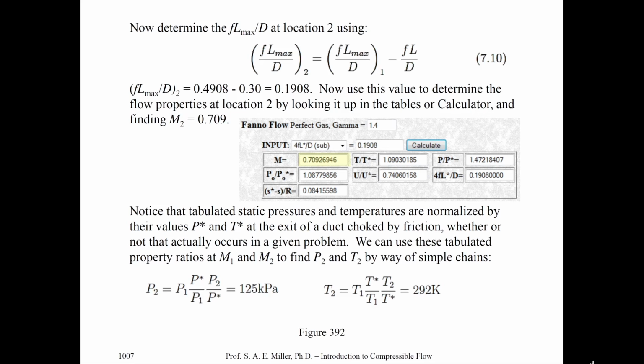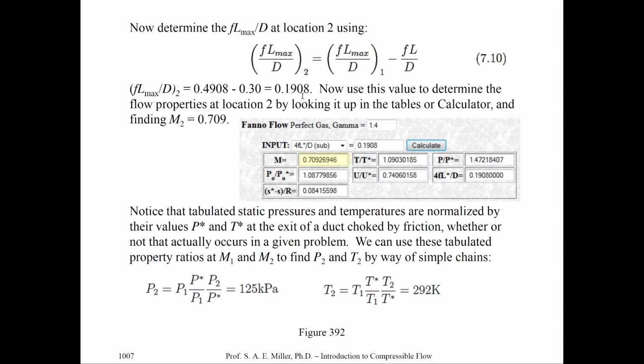Now let's try and find FL max over D at location 2. We have, of course, our solution, which is derived graphically just like the Rayleigh equations. We can write FL max over D at state 2 equals FL max over D at state 1 minus FL over D, where L is the actual length from 1 to 2. We can then put in the values which we know. We know 0.4908 minus 0.3 from our previous calculations on the right-hand side of this equation. Evaluates to 0.1908.